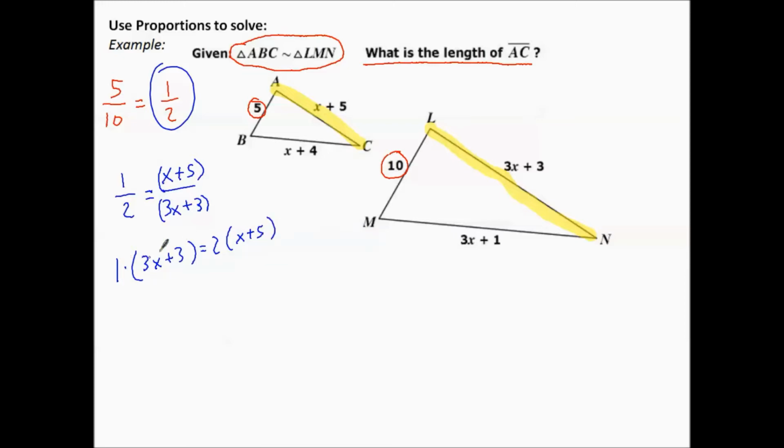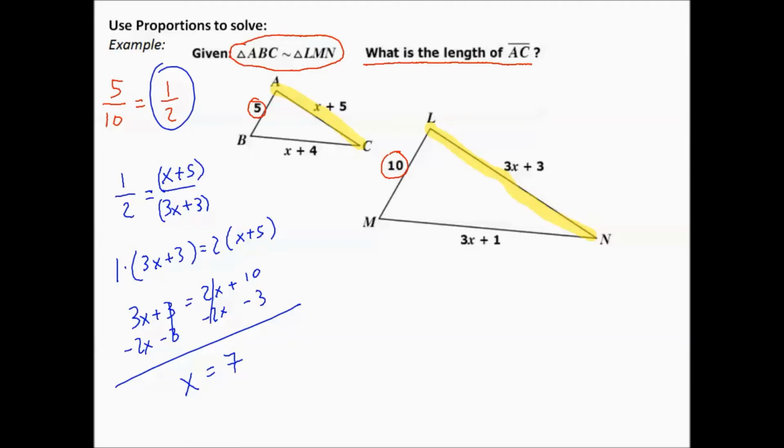Distributing the 1, well, 1 times anything will give you the same thing it was. So 3x plus 3 is equal to 2 times x is 2x, 2 times 5 is 10. From here, all you got to do is just solve. I'm going to move my 2x over, subtract from both sides. I want to move the 3 over as well, so I'm going to go minus 3 from both sides. Then add down. 3 minus 2 gives you 1x. 10 minus 3 gives you 7.